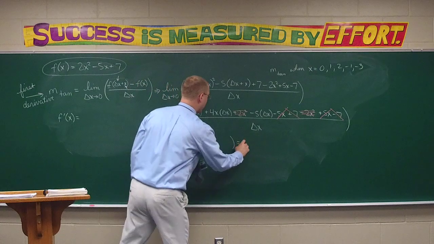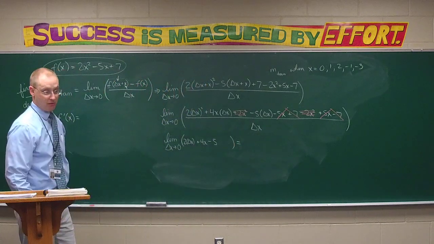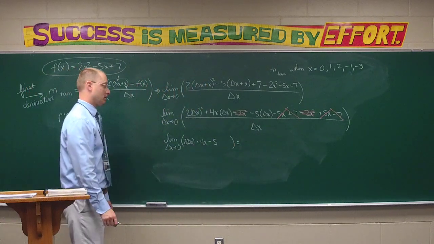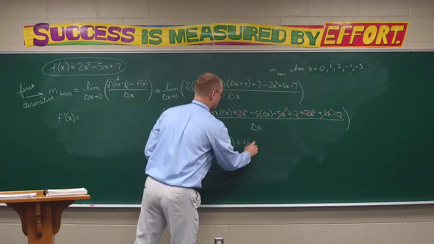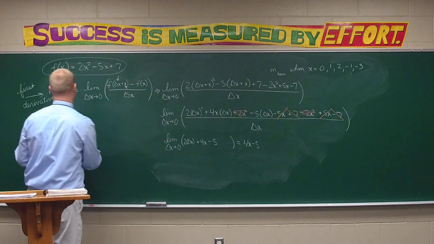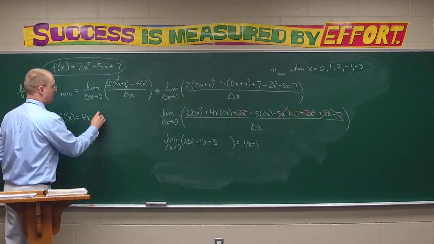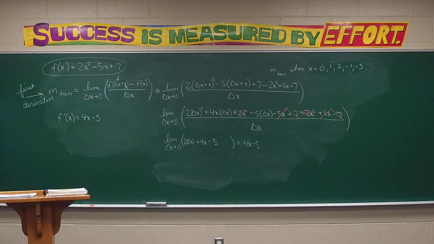There we go. And so what is the first derivative? 4x minus 5. Because when you evaluate delta x at 0, that term becomes 0, and it just leaves you with 4x minus 5. And that's my first derivative.